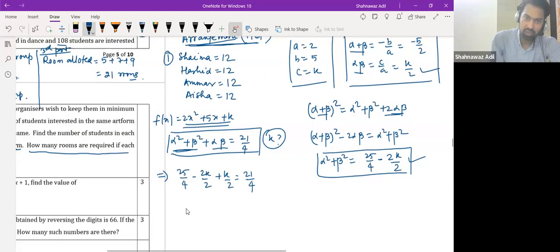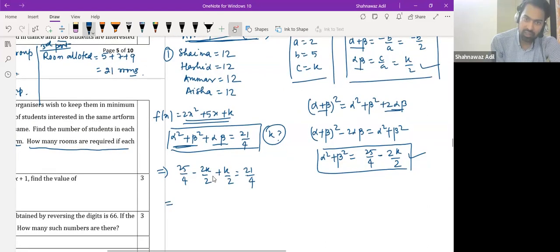Oh, we have this 4. Good. So this is 2k by 2, which is minus k, right? So minus k plus k by 2. So that would be minus k by 2, right? So minus 1 plus half. So that would be minus half, right?